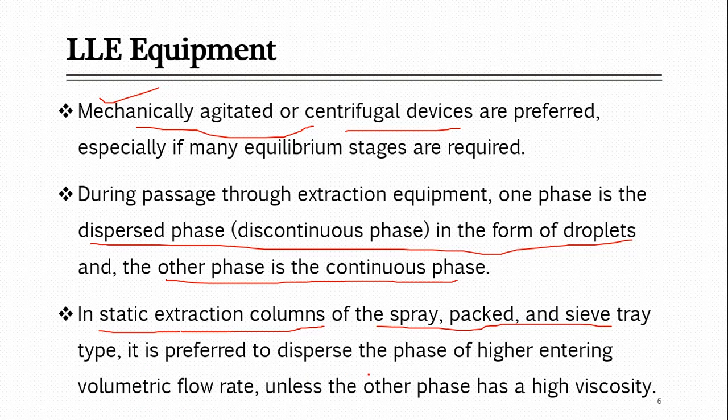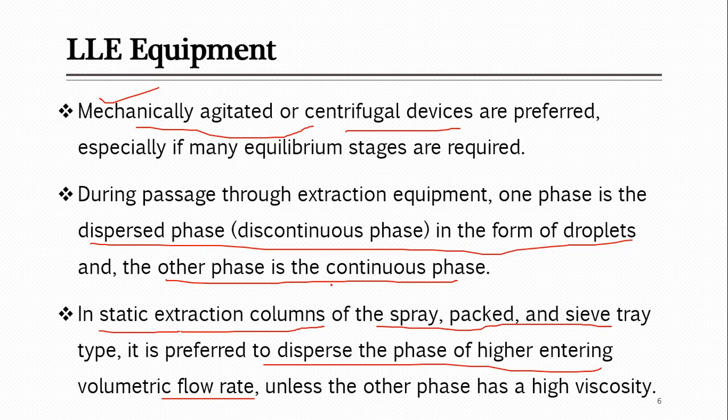It is preferred to disperse the phase of higher entering flow rate. In such equipment, it is preferred that you disperse the stream with the higher entering volumetric flow rate, unless the other phase has high viscosity. If you are introducing two streams, feed and solvent, the one which has high viscosity, usually we prefer that it should be dispersed. Why?